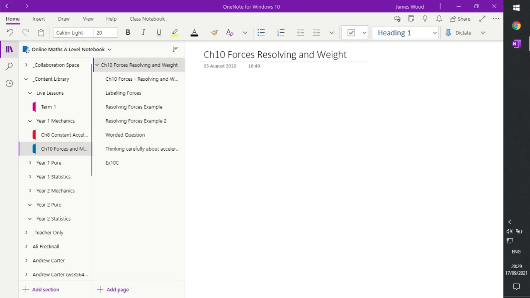In this chapter, chapter 10, which is mechanics, we're going to look at forces and how we can resolve forces. And we'll also have to use some of the SUVAT skills that we learned in the last chapter to help us. But rather than looking at quantities like velocity and acceleration and time, here we are focused on forces and also acceleration. Okay.